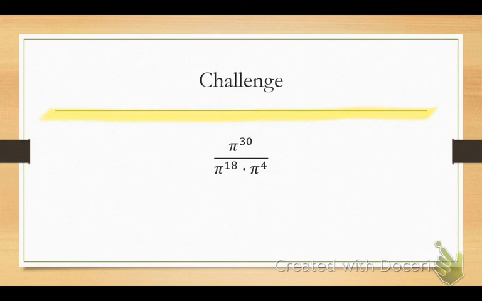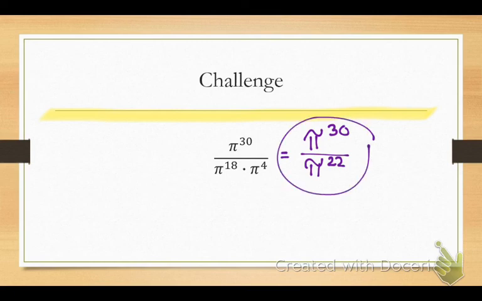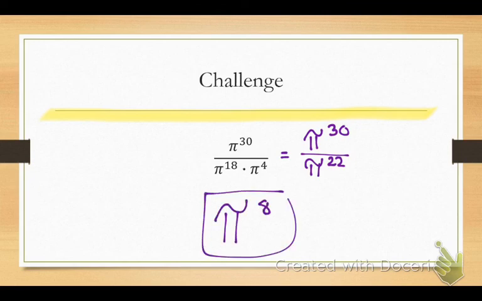Okay, so we simplify what's in the denominator. What's 18 plus 4? How did I know to add my exponents? Because it was multiply over pi to the 22nd. And now that my exponents are in a division problem, I would subtract them to get pi to the 8th power. Who got that right? Pi to the 8th. Okay. All right. So that's everything you need to know for section 8.3 and the completion of our unit.